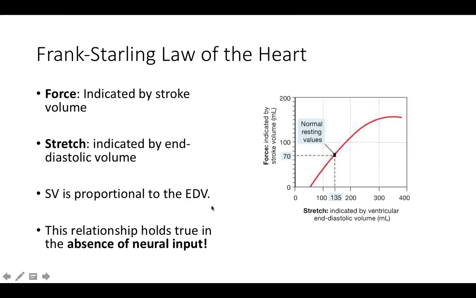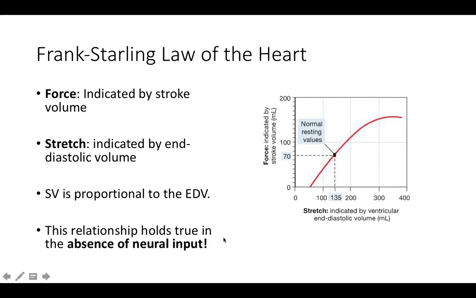And so the force of contraction in this particular diagram is being determined by what the stroke volume is. So if there's more blood leaving the ventricle, there had to be a higher force of contraction. And the stretch on the ventricle is indicated by the end diastolic volume. The more blood that you put into the ventricle, the more the ventricle is going to stretch.